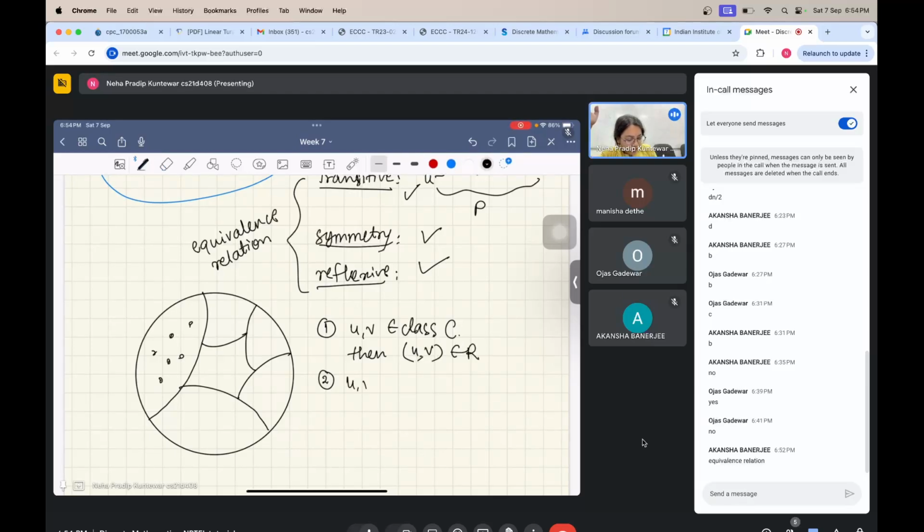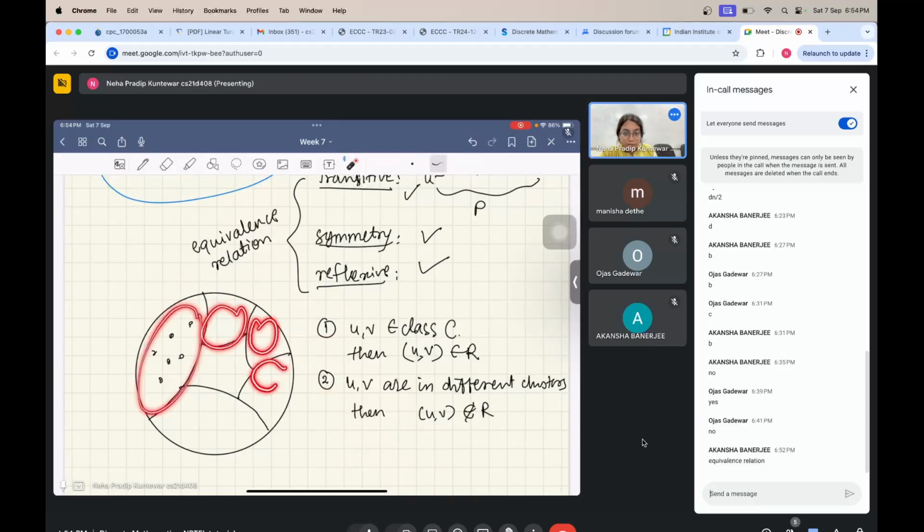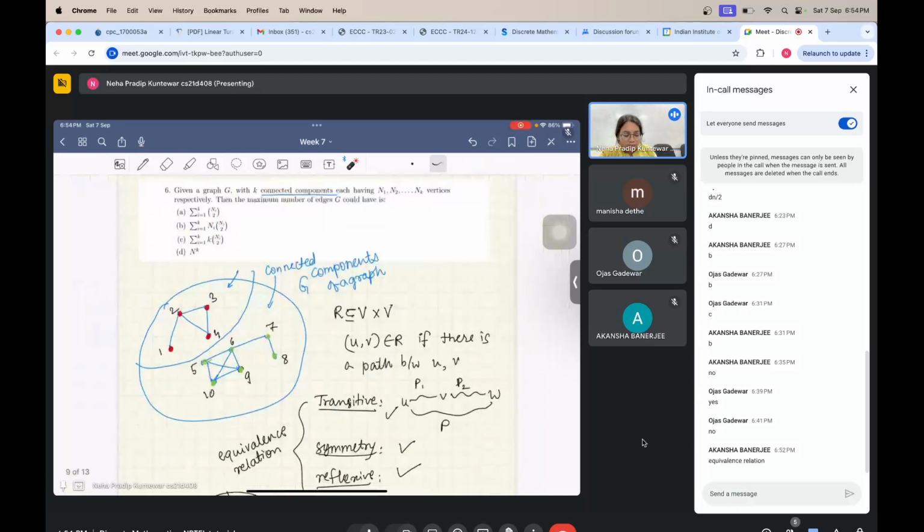And if U and V are in different clusters or classes, then it has to be that U and V are not related. So by these two properties, you can conclude that, like Ojas was saying, these are disjoint clusters and they are also exhaustive. So that is essentially what is happening here.